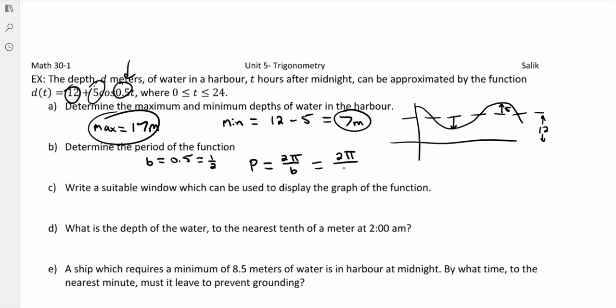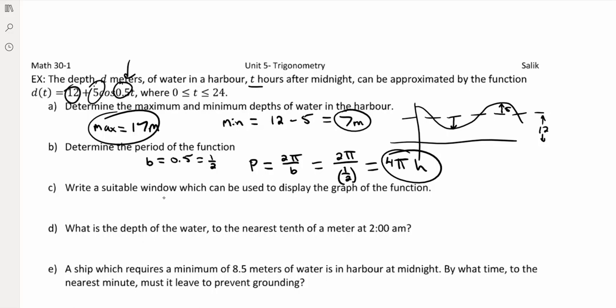It'll just work out nicer. So this would be the same as a half. Dividing by a fraction like that, it's the same as multiplying by the reciprocal, flipping it around, right? That'd be the same thing as 4 pi. Sorry, I mean, our period would be 4 pi. And remember what our units are here, right? We're doing hours for our time. So this would really be like 4 pi hours.